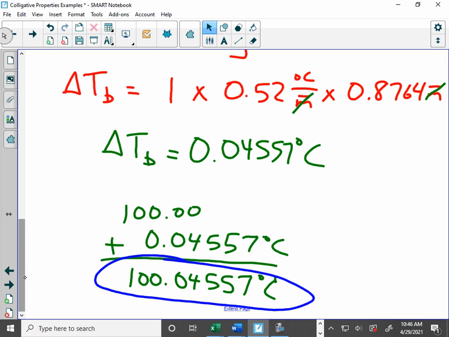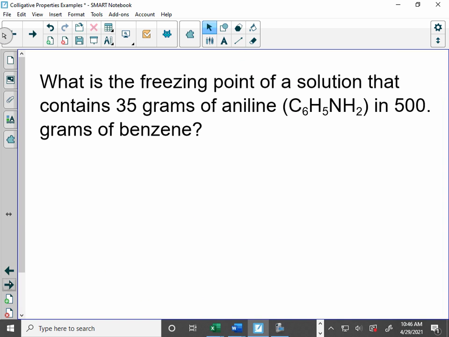Now what will happen on WebAssign, they usually tell you something like round this number to 2 decimal places. So if I would have done this, I would have had 100.05. So they'll tell you on WebAssign where you need to round it to. Okay? Any questions on that? All right, here is our second example. Go ahead and write that example down, and then we will work it.